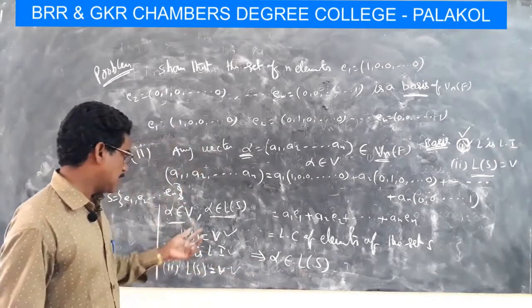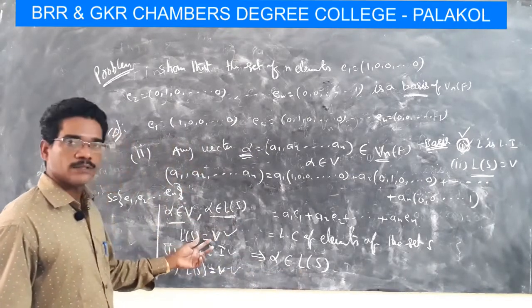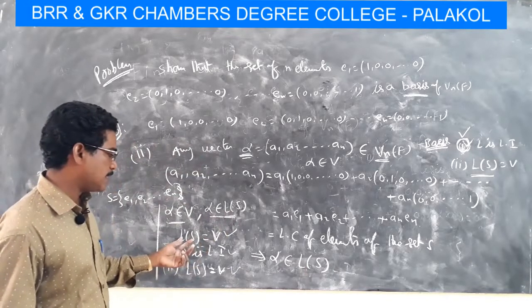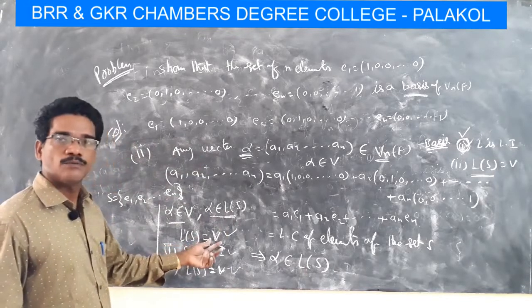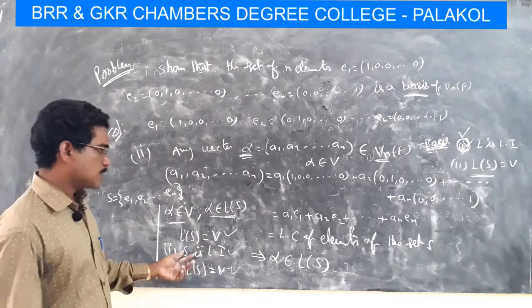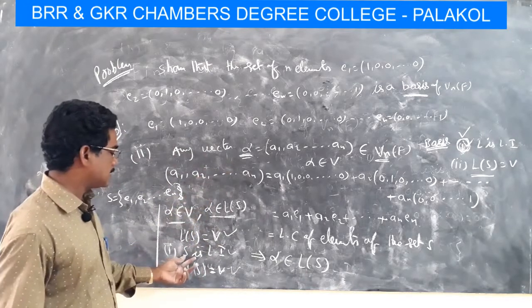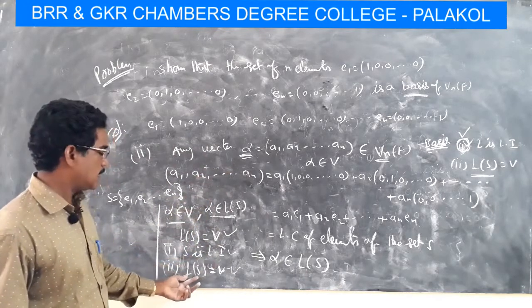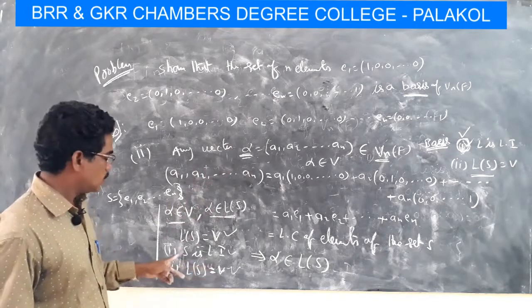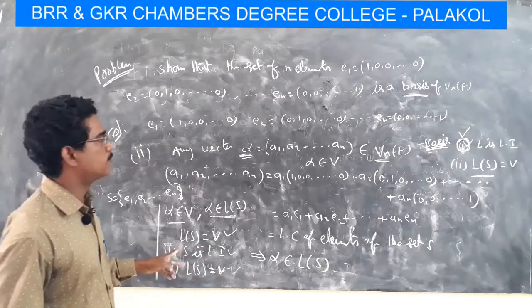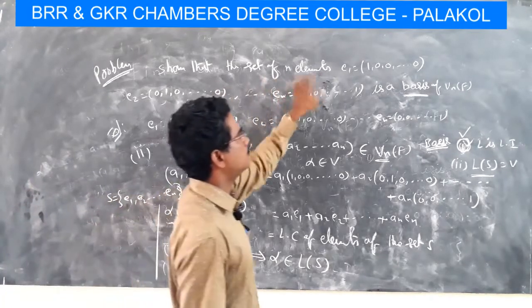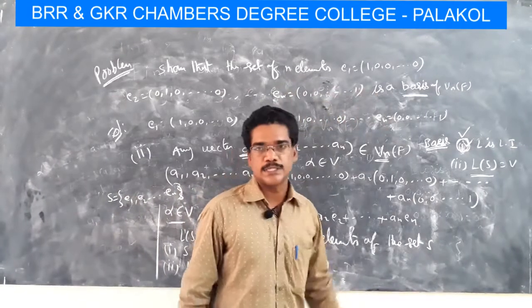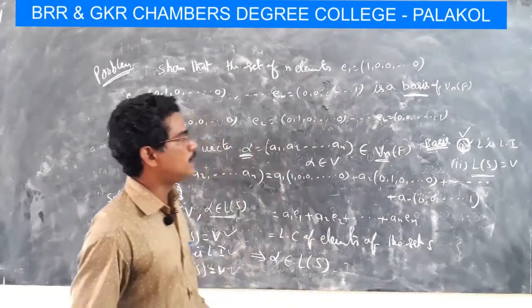Then L of S is equal to V. So that means the linear span of S equals V. So the first condition is S is LI, the second one is L of S is equal to V. Then the two conditions of a basis are satisfied. Then the given elements e1, e2, so on en is a basis of Vn of f.